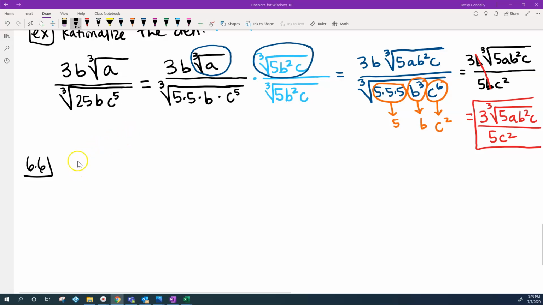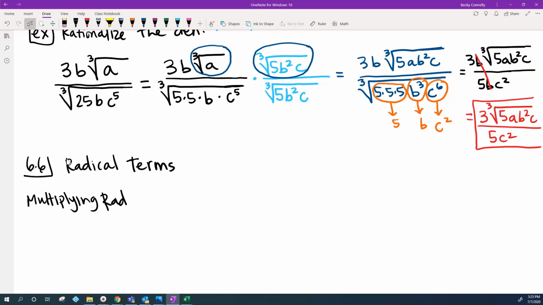So 6.6 is just going to be talking about radical terms. We're going to be adding, subtracting, multiplying with radicals. And we did some multiplying and dividing before. Remember, with multiplying, you have to have the same index. So it just needs to be the same type of root. So let me write a few of these things down. When you're multiplying radicals, you have to have the same root. So we'd have like a cubed root multiplied by another cubed root.